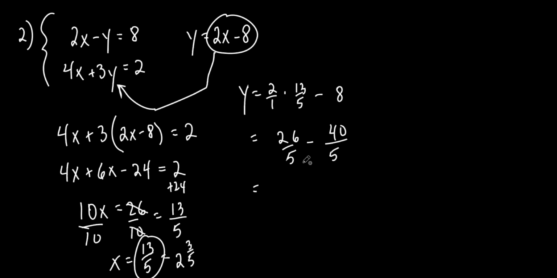So what's that going to give you? Negative, what's that, 14? Yeah? Over what? 5. So that's what y is equal to. But how do I write my final answer? As an what? Ordered pair. So I put the x first, which is 13 over 5. Then I put the y in, which is negative 14 over 5.